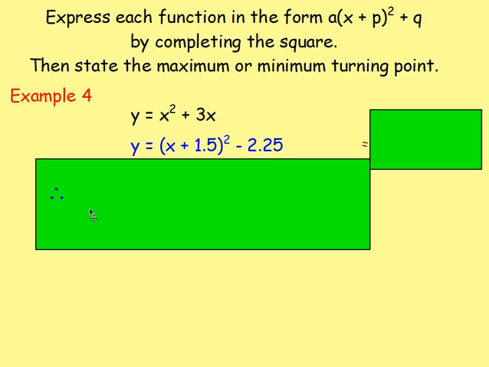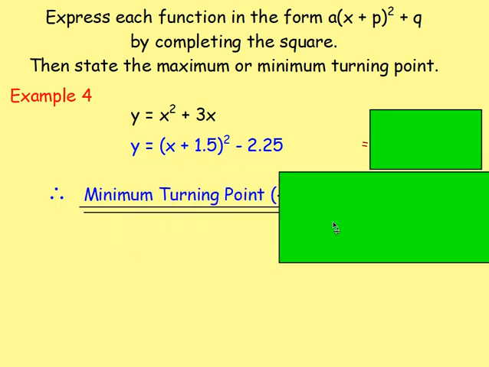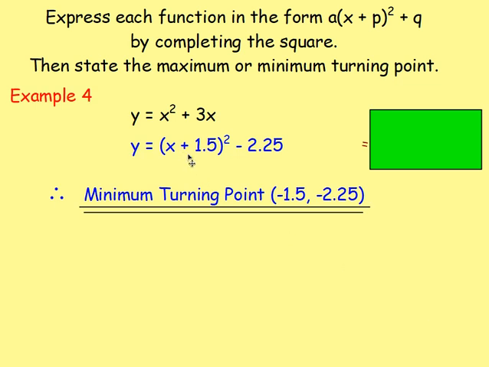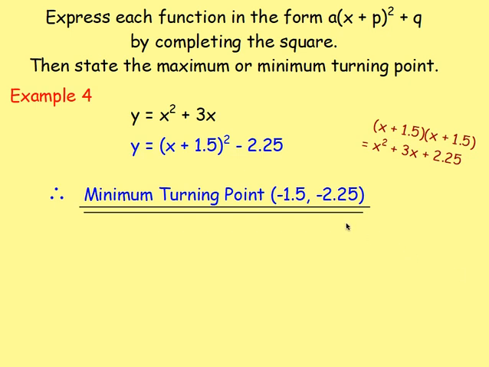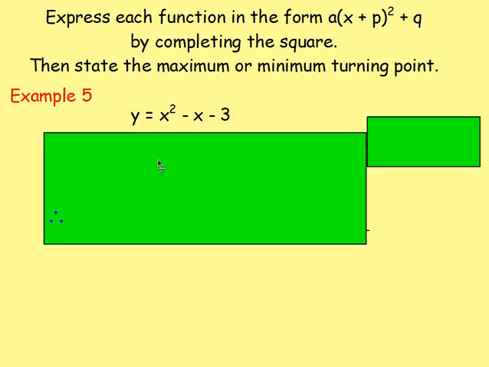So you'd state the maximum or minimum turning point. Again, it's 1x squared, so it's a minimum turning point, and you'd have -1.5, and this number just stays as it is, -2.25.